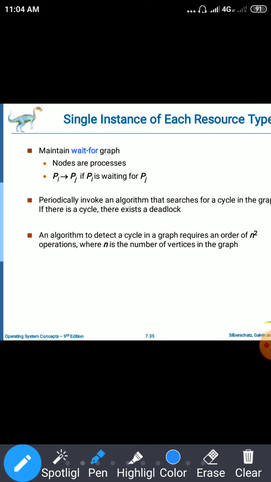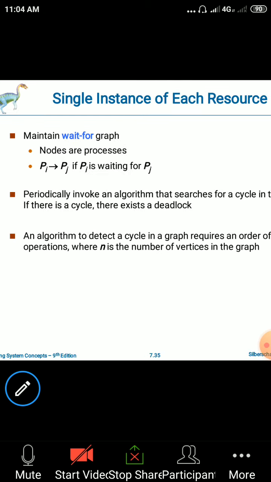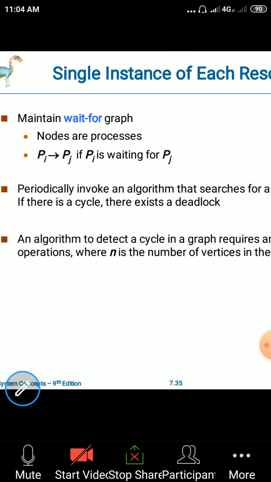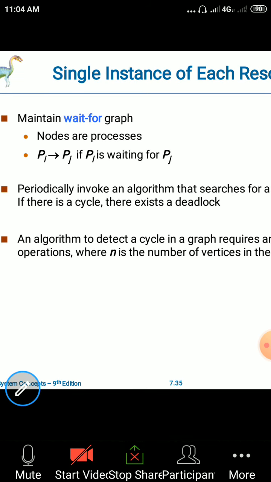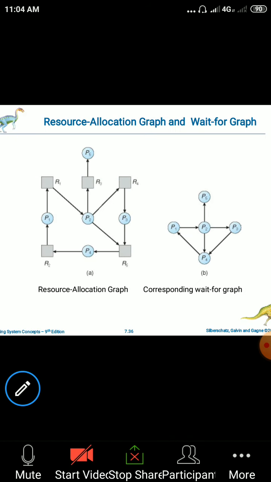If that is the situation, then we use this variant of the resource allocation graph for a single instance of each resource type, and that graph is called the wait-for graph. Then what is the difference between the resource allocation graph and the wait-for graph? We'll see it in the next slide. Here the first one is the resource allocation graph, and the second one is the wait-for graph. You can compare the resource allocation graph and the corresponding wait-for graph.